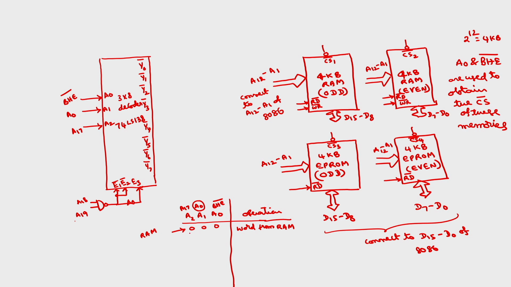Okay. Then if I take 0 0 1, what happens? BHE bar is 1, so bus high enable will be disabled. Okay. Only the even bank will be selected because A0 is equal to 0, and 0 means RAM. Okay. So this will select the even bank of RAM.